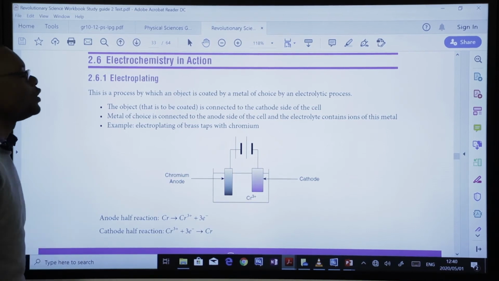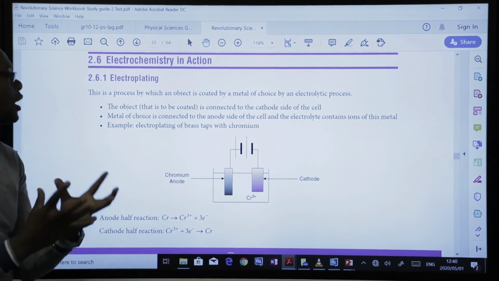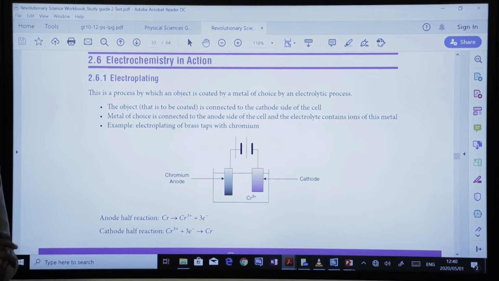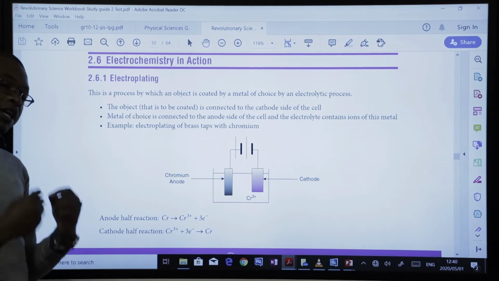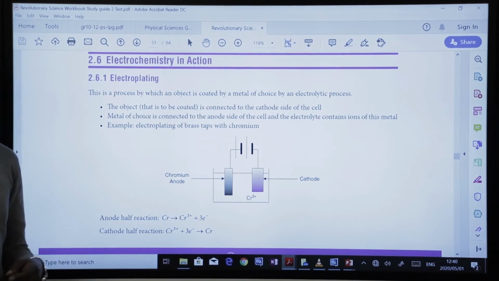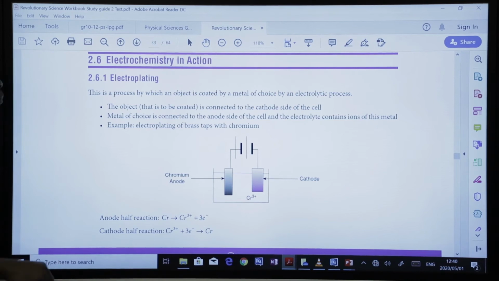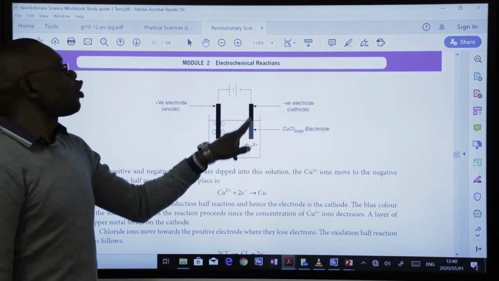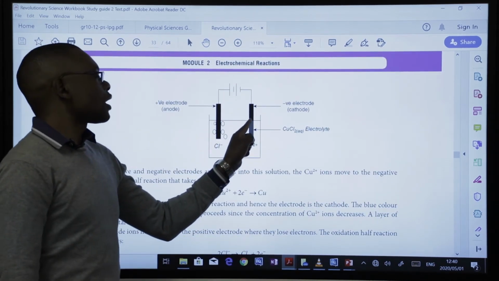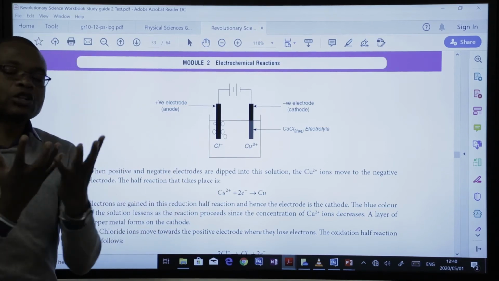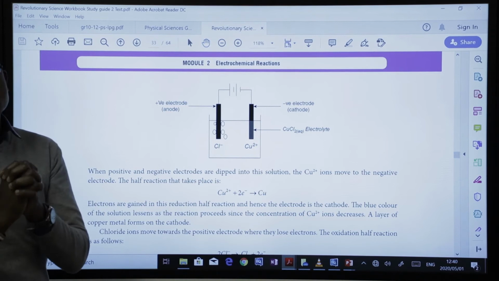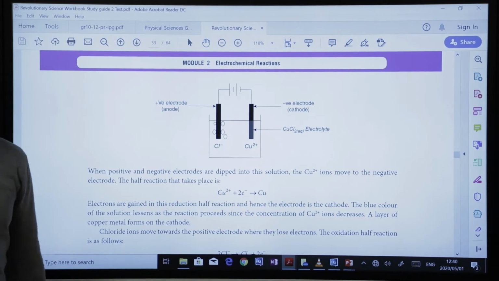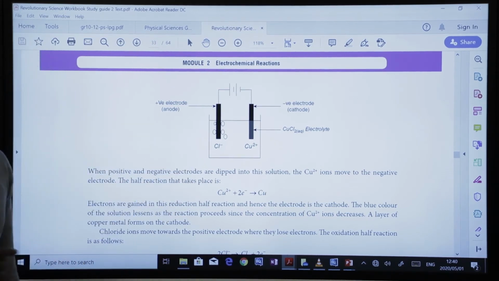So we are saying this is a process by which an object is coated on its surfaces by a metal of choice by an electrolytic process. So the object being coated here in this case, obviously you have to make it a what? A cathode, just like here where we saw that the copper was deposited on the cathode. So if you want to electroplate or coat a material with a metal of interest, you have to make that material a cathode in an electrolytic cell.